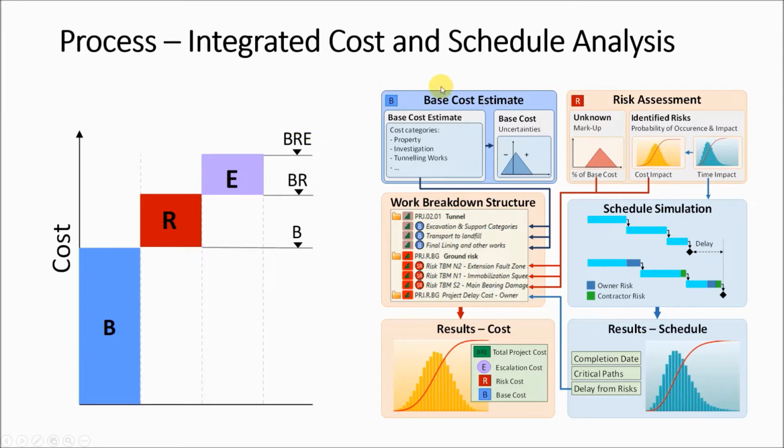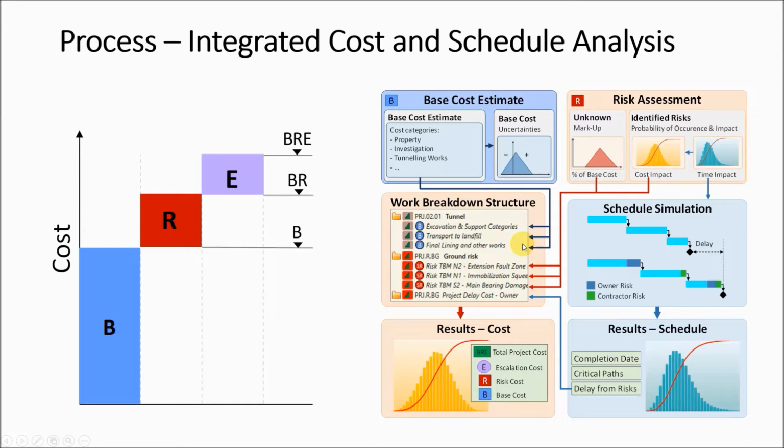It starts on the top left here with the base cost estimate that we either do ourselves or we get from the design engineer. We want to take the base cost estimate and add ranges to it, as indicated by this small picture here, to account for variations in quantities and unit prices. And after we have done that, we integrate the base cost into the work breakdown structure, the WBS.